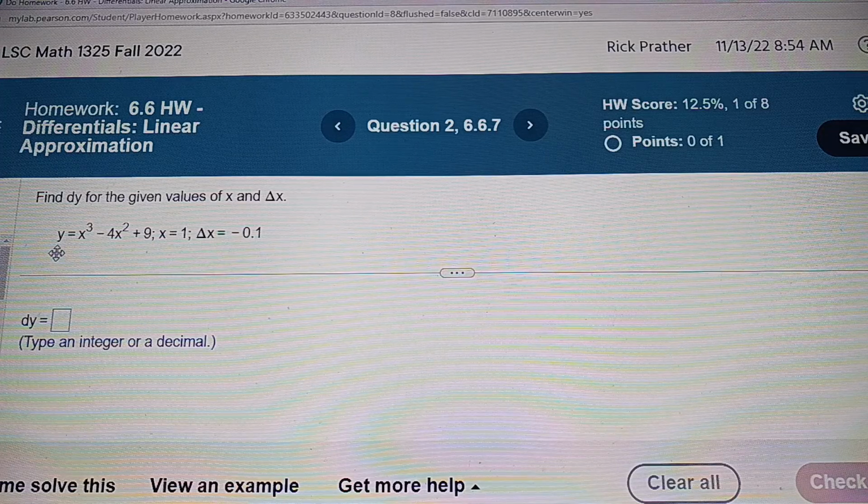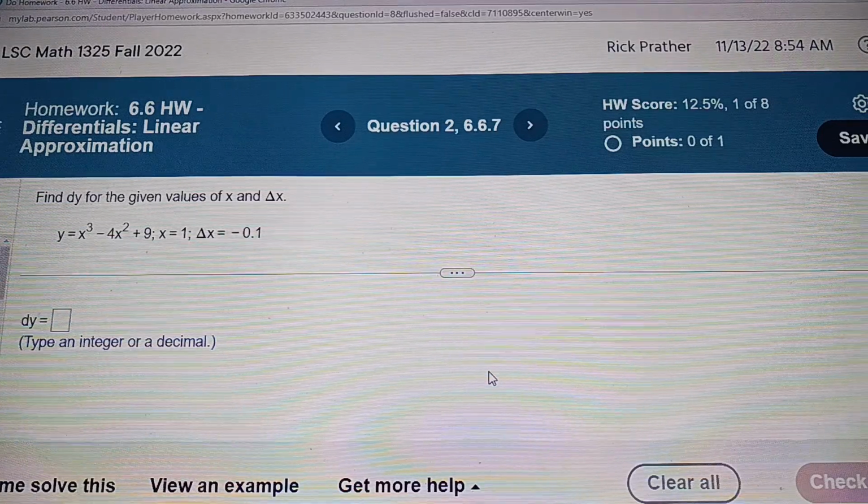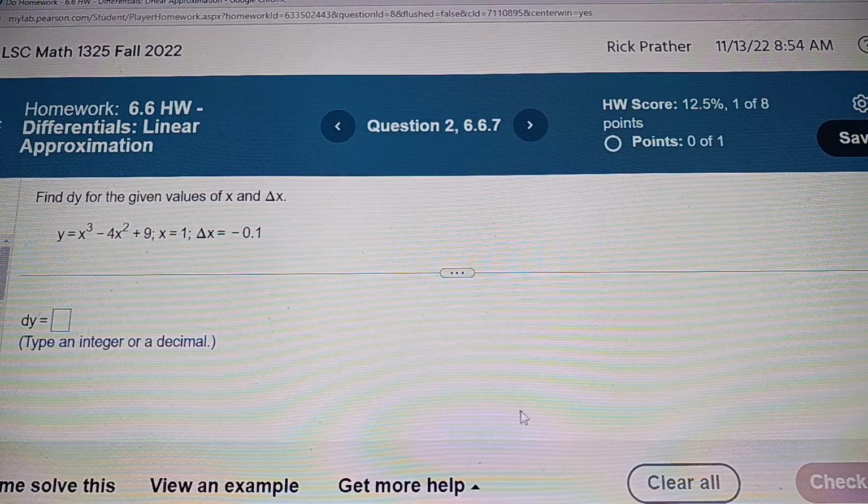Similar kind of problem. Now I have y equals x to the third minus 4x squared plus 9. x is 1. And then what if I change x by negative 0.1? What if I decrease x a little bit? So like inflation's going on, I need to decrease my workforce a little bit to bring costs down.